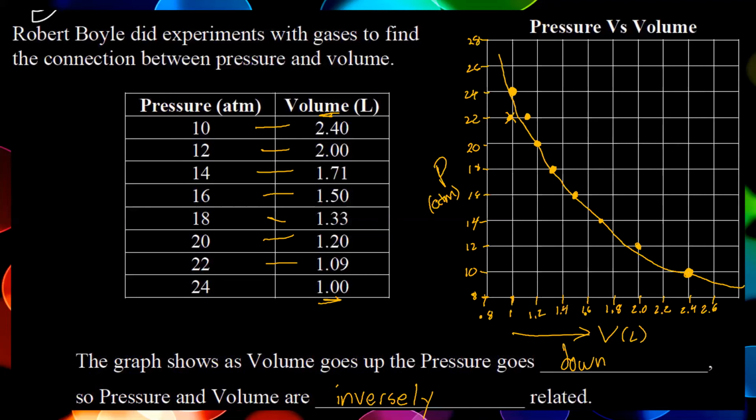So I just chose to look from left to right. I could have looked from bottom up. I could have looked from up down. Any way I go, I know the other's going to do the opposite. That's the key of knowing they are inversely related. Everyone good there? Got that written down? Okay. Let me know if I go too fast.